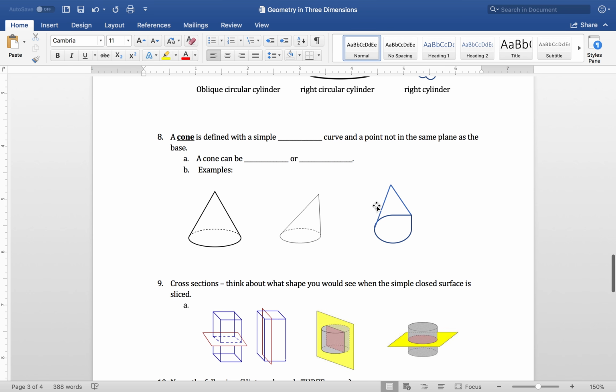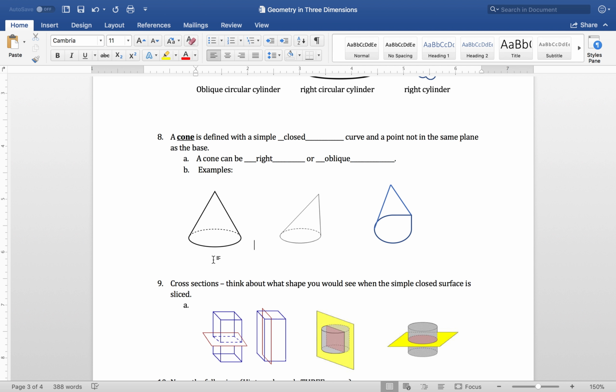Next, we have a cone. And a cone is going to be similar to a pyramid because it's going to have a base and a point instead of two bases. But again, we don't have to have a polygon as our base. We just have to have a simple closed curve and then a point. And just like everything else we've seen, it can be right or oblique.